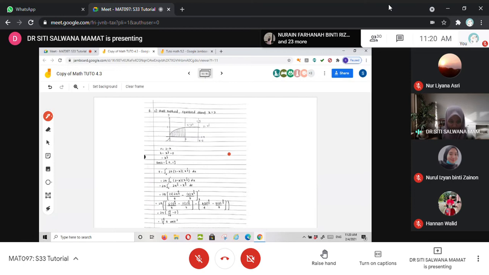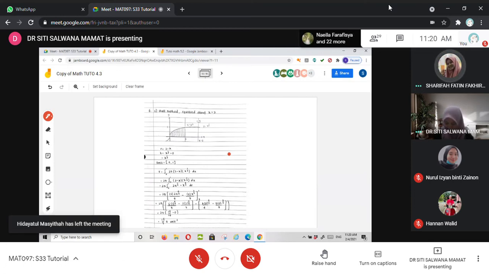Okay, this part siapa punya ni? Okay, so for this question, we need to use the shell method, and the shaded region is revolved about x equal to 2. So first, we'll get r is equal to 2 minus x, and for the height, we use upper boundary minus lower boundary.